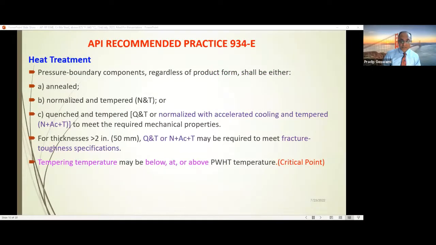Typically, the heat treatment of these steels, Grade 11 and Grade 12, when used in service, could be annealed, normalized and tempered, or quenched and tempered. Another form which is very popular these days is normalized with accelerated cooling and tempered, termed N plus AC plus T. It also specifies that if the thickness is greater than 2 inch or so, then these heat treated plates, quenched and tempered or normalized and accelerated cooled plus tempered, may require specific fracture toughness.